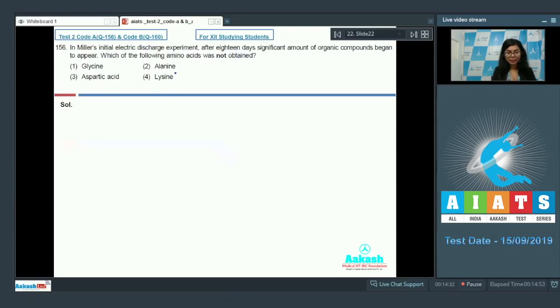So when he completed the experiment, he carried out chemical analysis of what all amino acids were obtained. As per the data of the experiment, glycine was obtained, alanine, yes, aspartic acid as well, but lysine was not formed in the chamber where he carried out the chemical analysis. So lysine was not part of the products formed after the experiment. The correct answer is lysine, and the answer is fourth. Also remember which amino acids were formed.